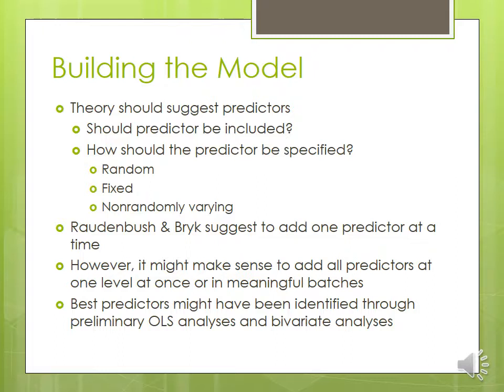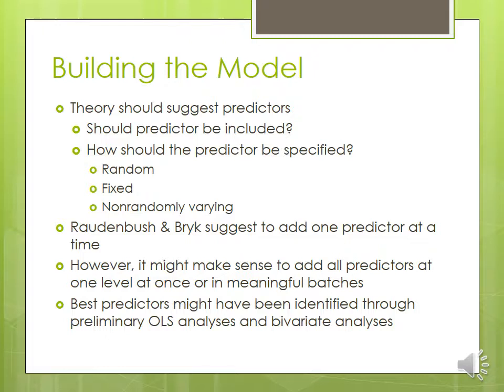But let's assume you have the data. So, should a predictor be included? Yes or no? And again, you have theory, and then you've looked at your data and your univariates and your bivariates, and those will give you an indication. How should the predictor be specified?